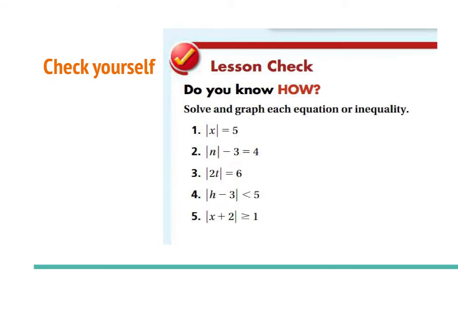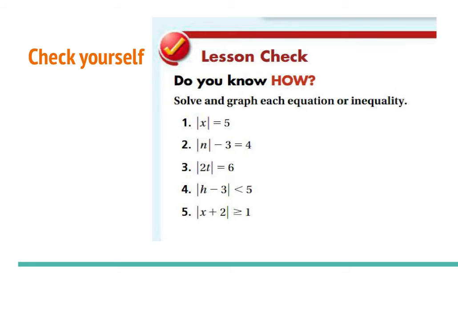All right, we got our lesson check. Solve and graph each equation or inequality. Number 1, absolute value of x equals 5. Step number 1, is our absolute value isolated? Yes. So we're done, okay? It is completely on the left side by itself, nothing else around it, okay? So step number 2, positive solution, x equals 5, and our negative solution, x equals negative 5, okay?